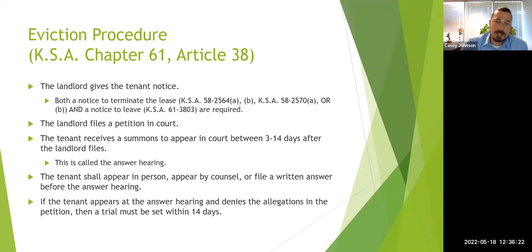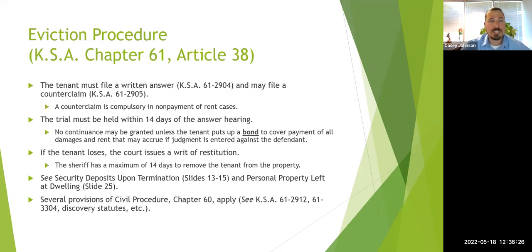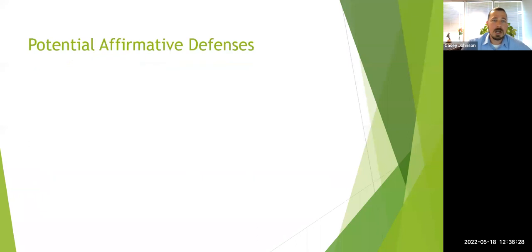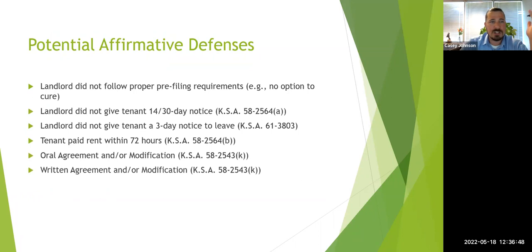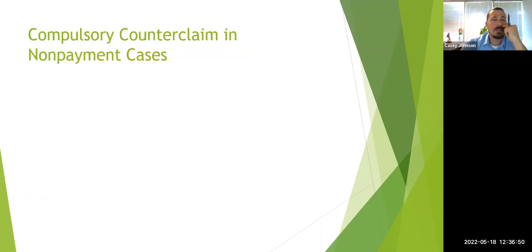So if the tenant appears and they deny the allegation of the petition, then there'll be a trial set within 14 days. There are some potential affirmative defenses. Some courts require tenants to file a written answer, some don't. Some courts require only a written counterclaim, so if the tenant has any counterclaims, it has to be in writing. But it's always best to just put it in writing, file the answer and counterclaim. I'm not going to go over these because I'm pressed for time. These are just some potential affirmative defenses.